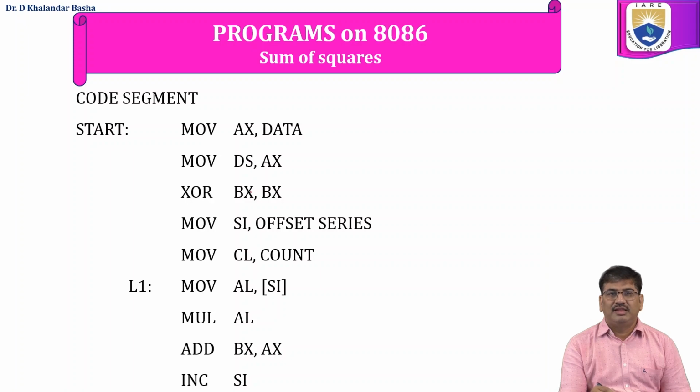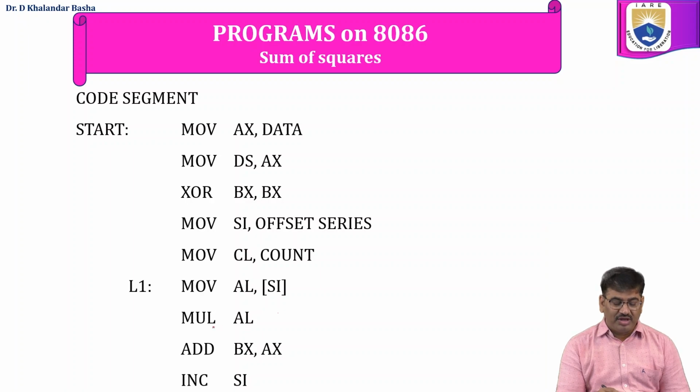Then we will clear the BX register by using XOR BX, BX. For fetching the offset value of the series, we use MOV SI, OFFSET series. Then we will load the count into CL register by using the instruction MOV CL, count. Next, we will fetch byte by byte from the series variable by using the instruction MOV AL, [SI]. So the memory location contents are loaded into AL.